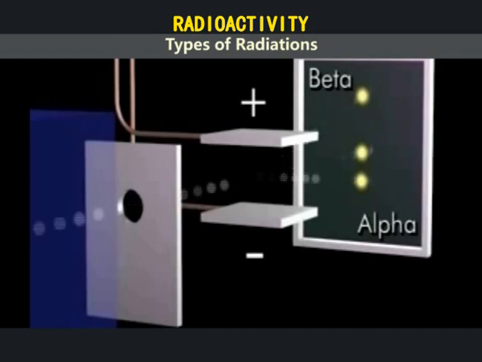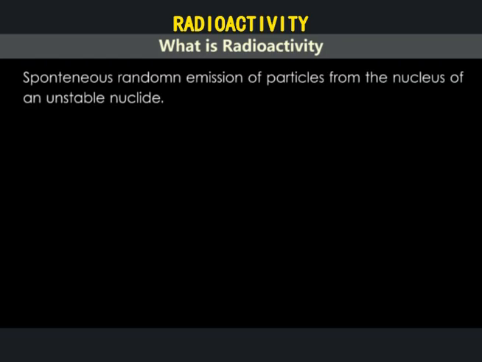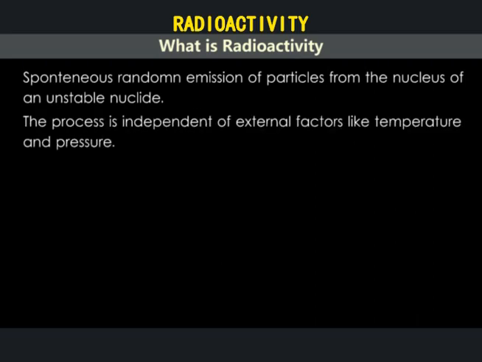The portion of the original beam that is undeflected is due to radiations that are not charged and are called gamma rays. So, radioactivity is the spontaneous random emission of particles from the nucleus of an unstable nuclide. The process of radioactivity is not affected by such external factors as temperature, pressure, or chemical composition. When a nuclide emits radiation, it is said to undergo radioactive decay. During radioactive decay, the nuclide will emit alpha or beta particles, and this may be accompanied by a release of energy in the form of gamma radiations.